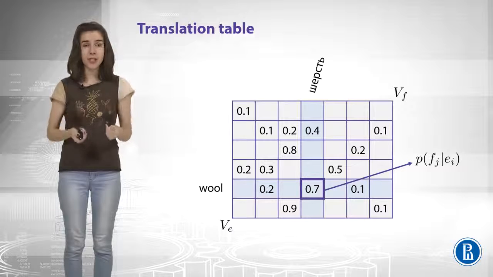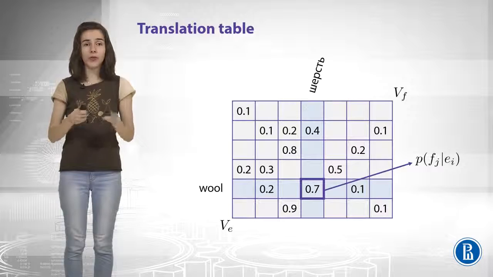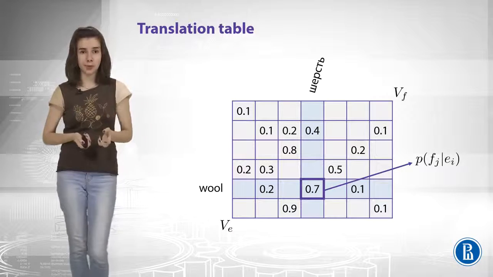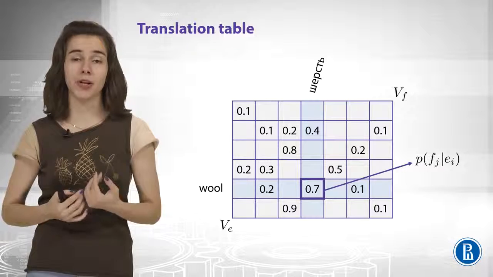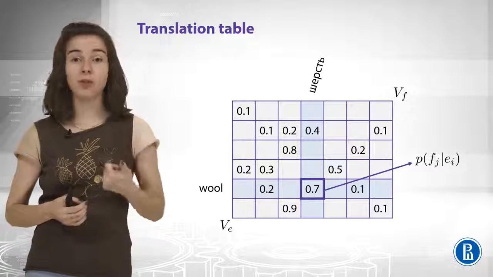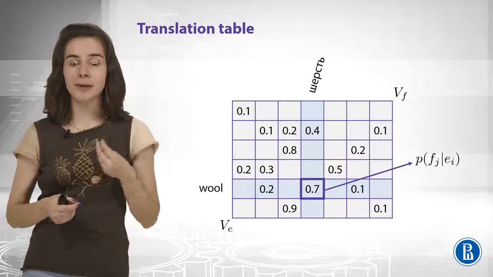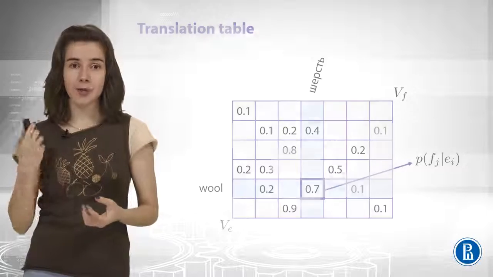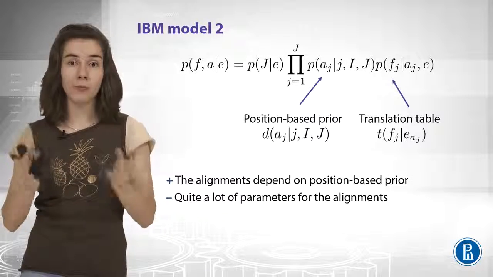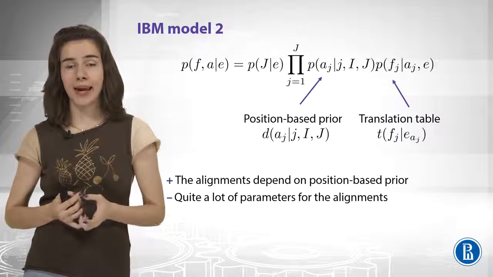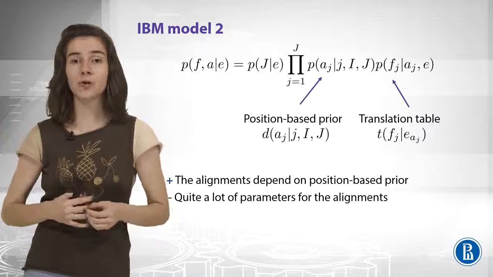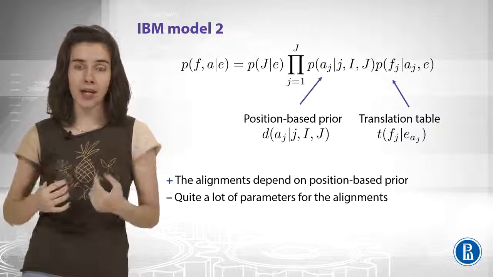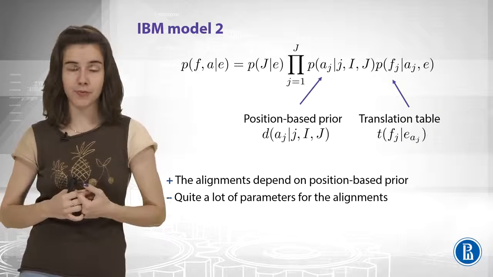This is the translation table. So once we know that the word is aligned to some source word, we just take this probability out of it. Okay, so this is a very simple model, but it has a very big drawback. It doesn't take into account the position of your word to produce the alignment to this word. So the second IBM model tries to make it better, and it says, okay, let us take J, the position of the target word, and let us use it to produce AJ, the alignment for this target word.